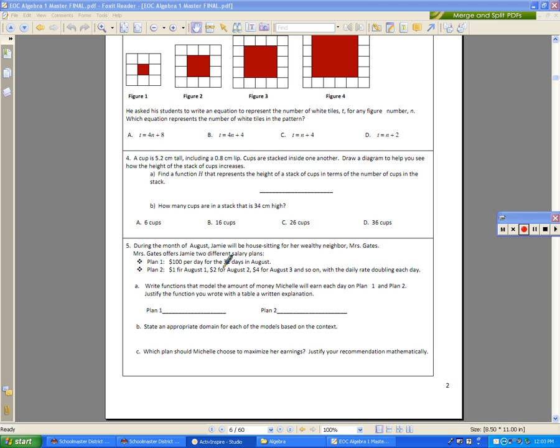Okay? Okay, B, state an appropriate domain for each of the models. The domain means, we talk about this as the x values that you could plug in, okay? So if you're talking about the days of August, what's the lowest number that you could plug in? What's the fewest number of days she could take care of the house? The fewest number, if she was a slacker. One, or you can go 0, I think, yeah.